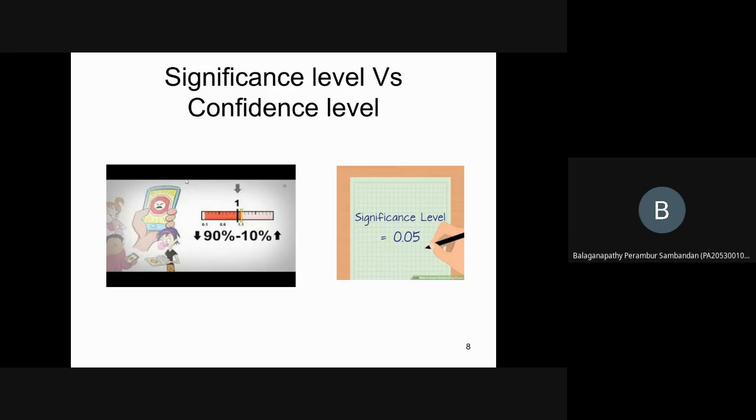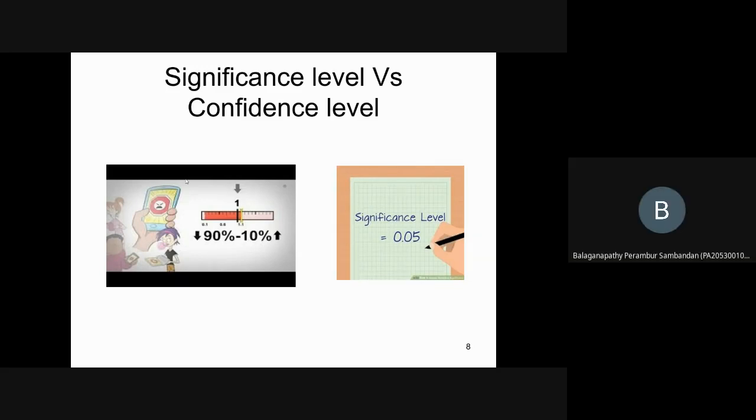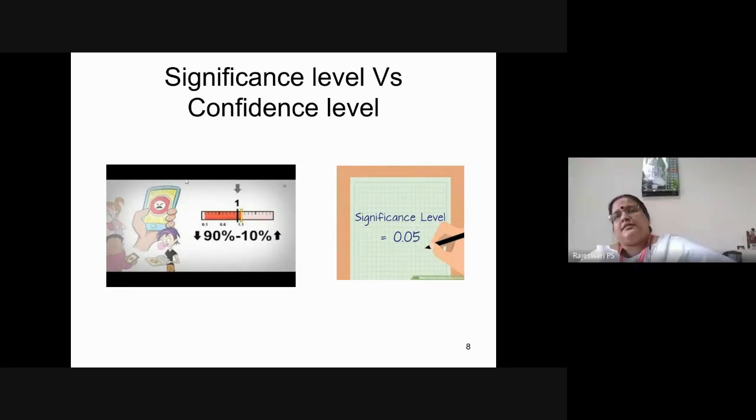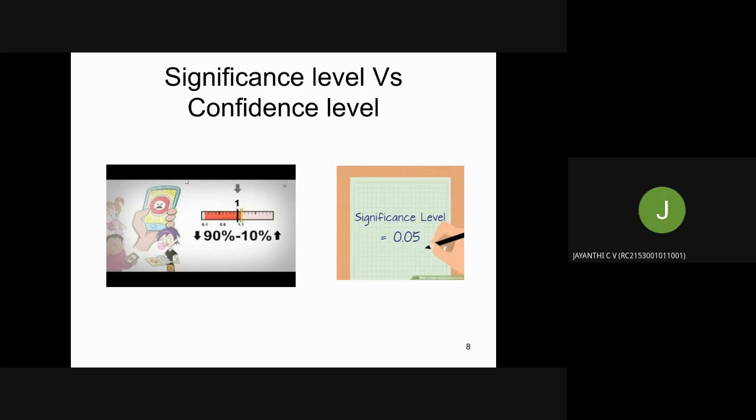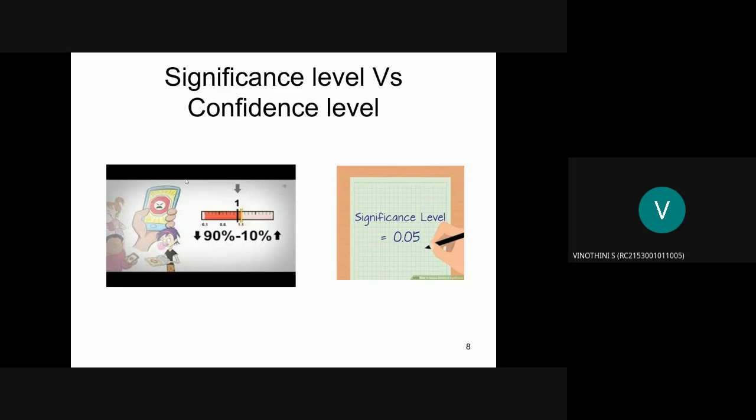The entire statistical analysis goes with this. So you should know what is the significance level and confidence level. Madam, significance level is the level where, when we do sampling, the accepted error should be less than 0.05. Who is this, ma'am? Vinodini, ma'am. When we do the sampling, the error should be less than 0.05, ma'am.